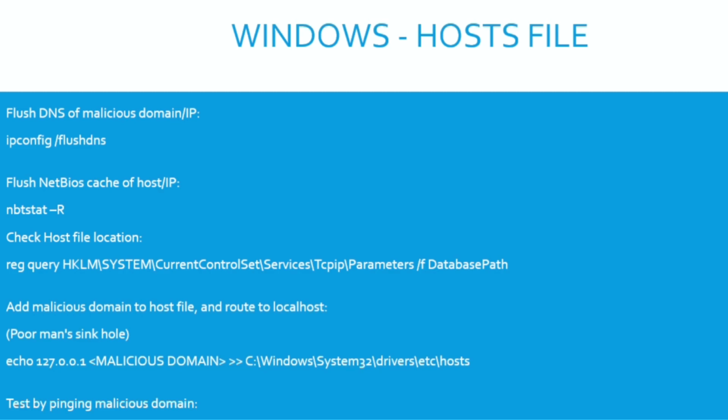So from the text, we have the CLI syntax to flush the DNS and NetBIOS resolving caches, how to check the location of the host file on the local machine, and how to test any changes made to the host file. So let's head on over to the lab and check that out.